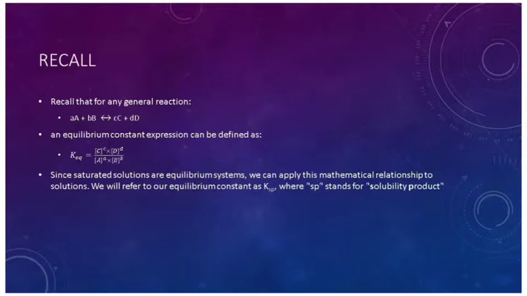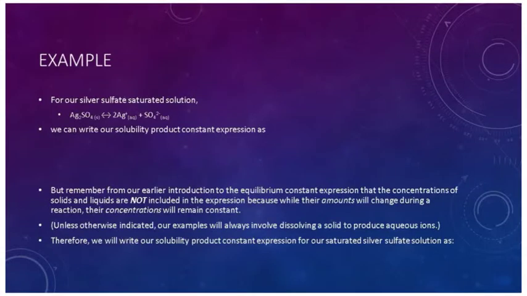Since saturated solutions are equilibrium systems, if you remember we talked about how if you oversaturate with sodium chloride, the crystals will interchange between the solid and the aqueous state. We can apply this mathematical relationship to solutions. We will refer to our K equilibrium constant as KSP, where the SP stands for solubility product. So an example.